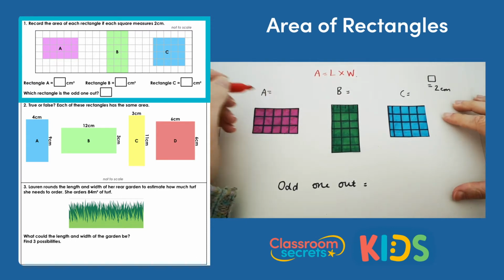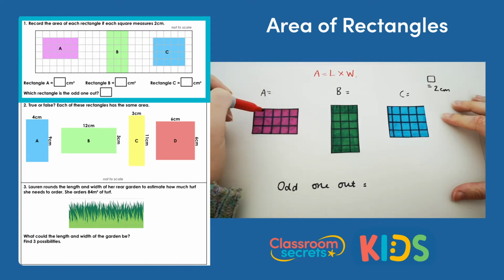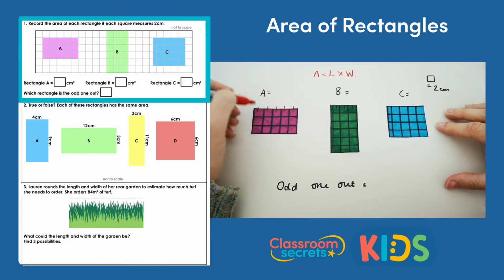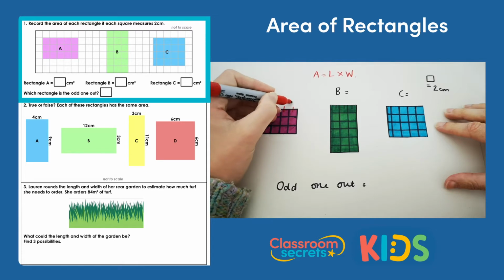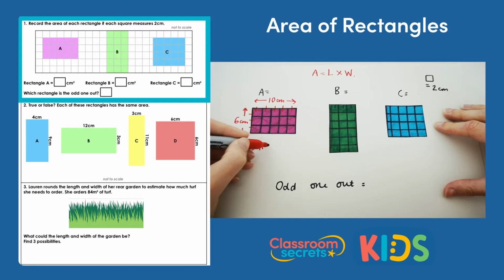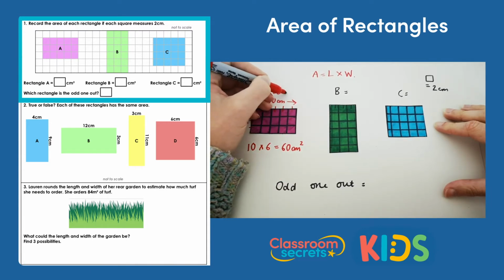So for shape A, we can count the squares along this length. But if we do it in twos, then we're counting that 2 centimetre length. So if we do 2, 4, 6, 8, 10, I know that this is 10 centimetres. And if I do the same down the side, 2, 4, 6, I know that the width is 6 centimetres. So I do 10 times 6, and that gives me 60 centimetres squared. So A is 60 centimetres squared.